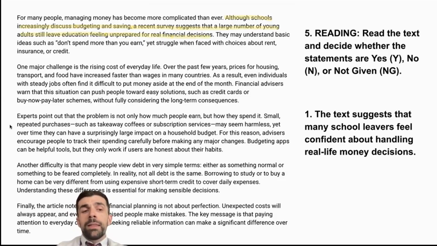So here, this to me says the opposite of what the text says. It tells me that many school leavers feel unconfident. So I'm going to say that this is no, for the reason that we've given above.